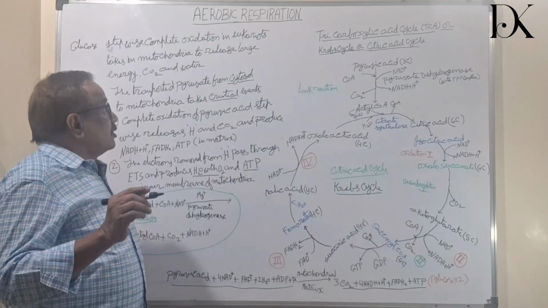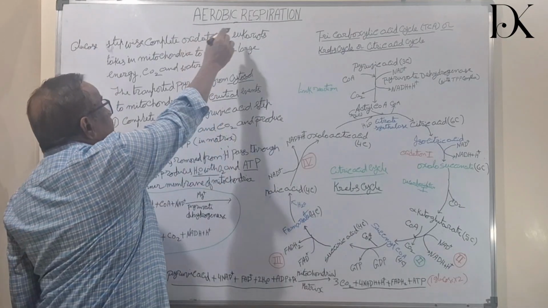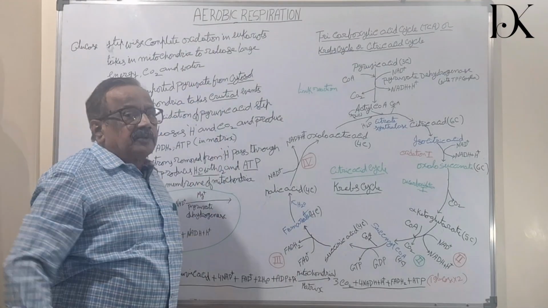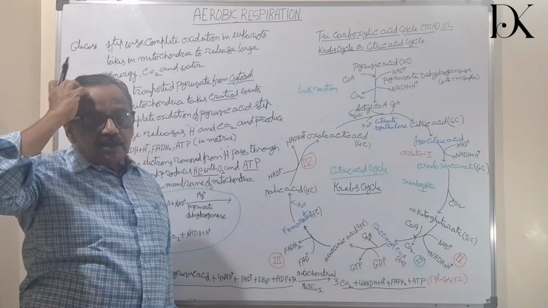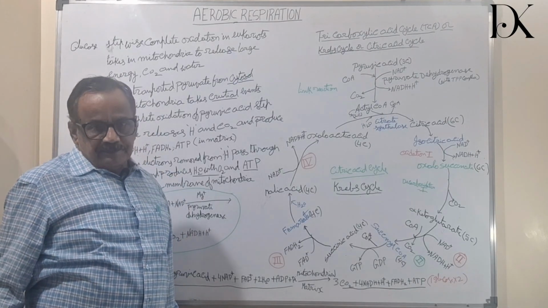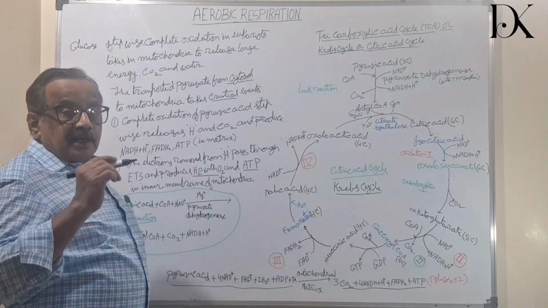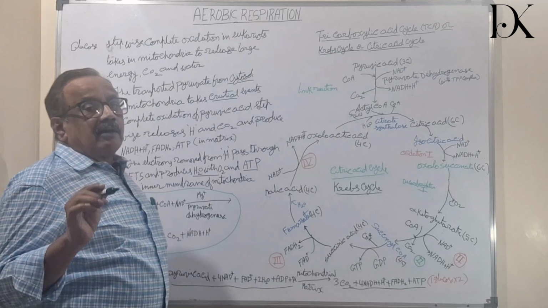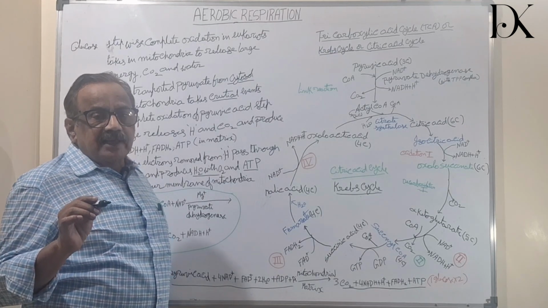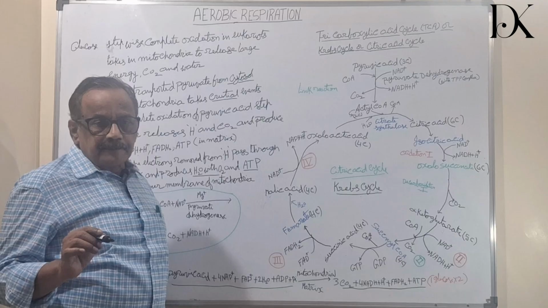Today I am going to teach in this video aerobic respiration. Aerobic respiration means in the presence of the oxygen, the respiration used to take place. And in the aerobic respiration, it will be done in the mitochondria. Aerobic respiration will be taken place in the mitochondria.